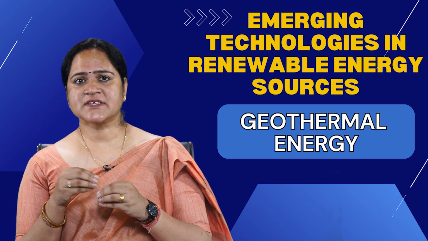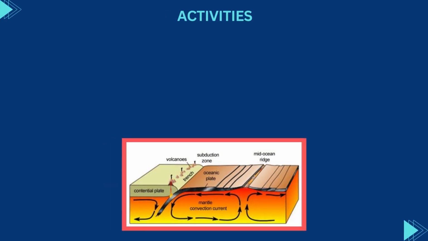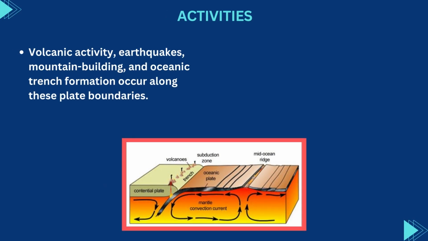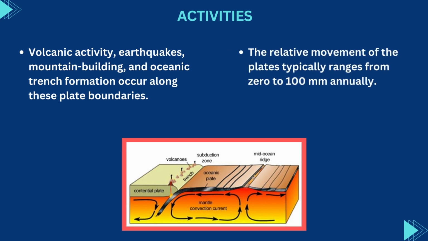So there are various kinds of tectonic plates depending upon their boundaries. Now the volcanic activity, earthquakes, mountain building and oceanic trench formation occur along these plate boundaries. Now the relative movement of these plates typically ranges from 0 to 100 mm annually.